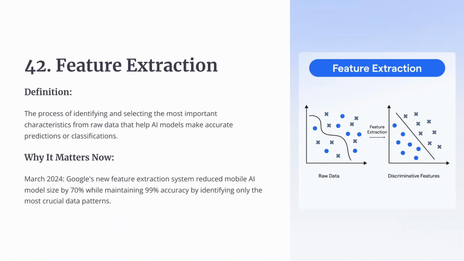Feature extraction is the process of identifying and selecting the most important characteristics from raw data that help AI models make accurate predictions or classifications. Think of this like being a detective who knows exactly which clues matter in solving a case. Instead of looking at everything, you focus on the key evidence. Google's breakthrough is like finding a way to solve cases with just the essential clues, making the whole process faster and more efficient while still getting the right answer.